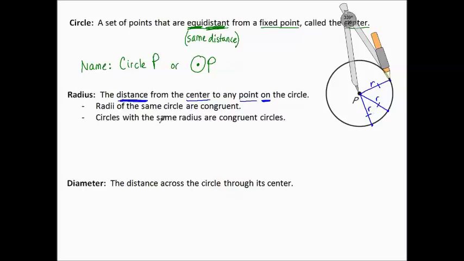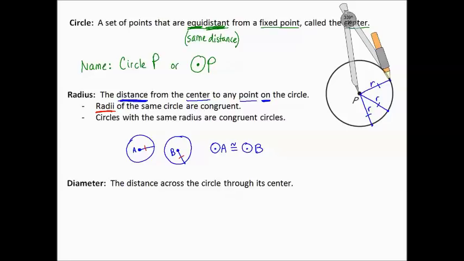Now, circles with the same radius are congruent circles. So for example, let's say I have a circle and I show this circle is A and I show its radius, and I draw another circle and I show this is circle B and I draw its radius, and I show that these two circles have congruent radii. Radii is the plural of radius. Then these circles have to be congruent because the distance from the center to the point on the circle is the same distance. So we would write circle A is congruent to circle B because they have the same radius.